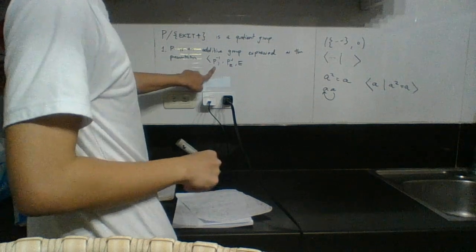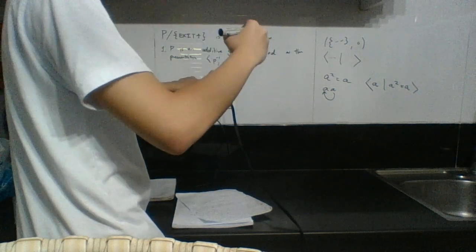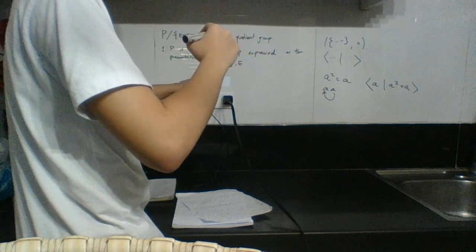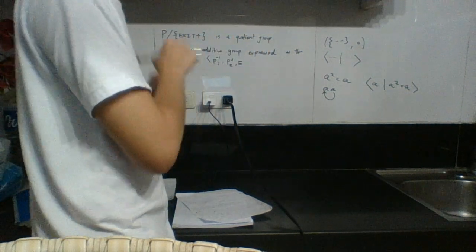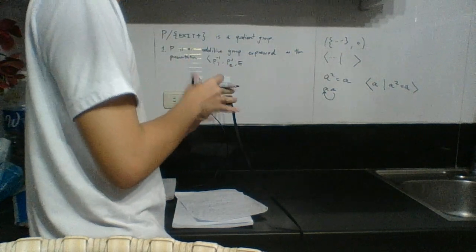I'm just, for compactness's sake, going to use the minus 1. But this does not mean it's the multiplicative inverse, like the reciprocal. No, that's not what I mean here. This is group theory after all. I know it's abstract algebra, but we're not in elementary math here.